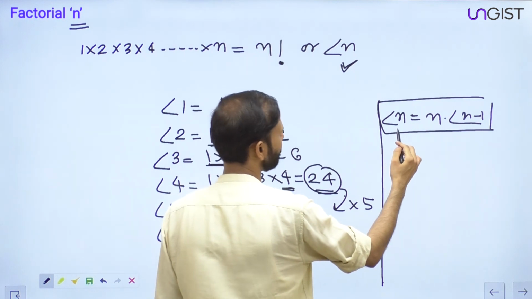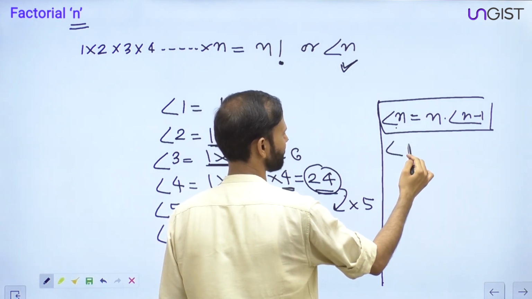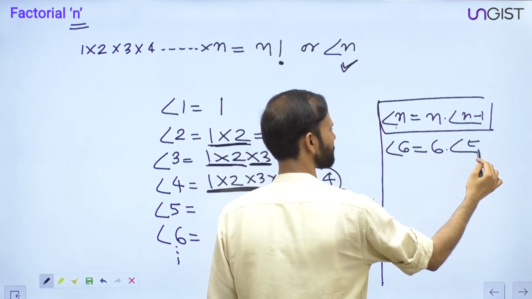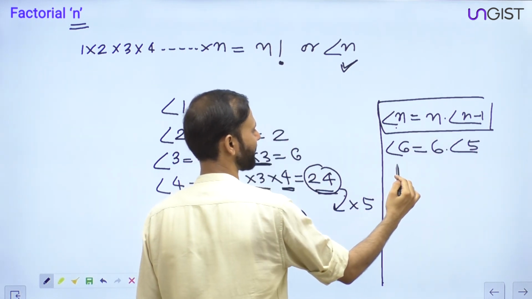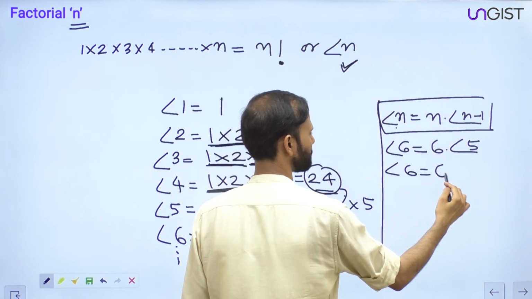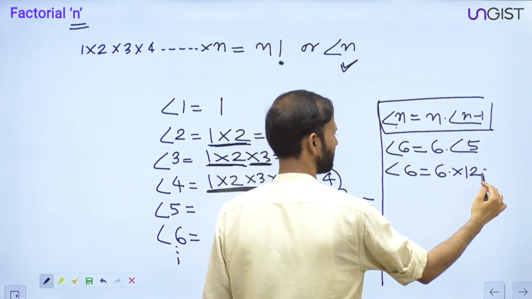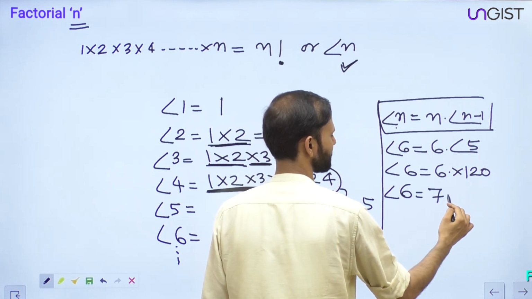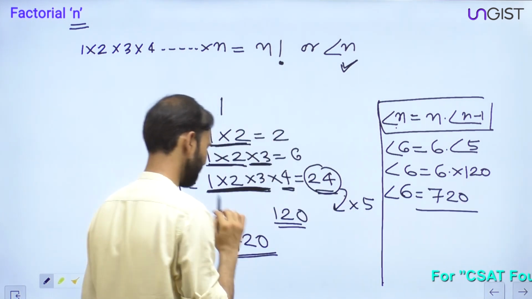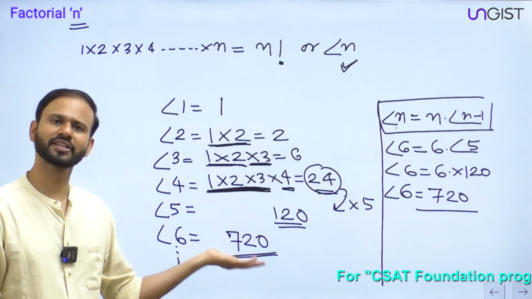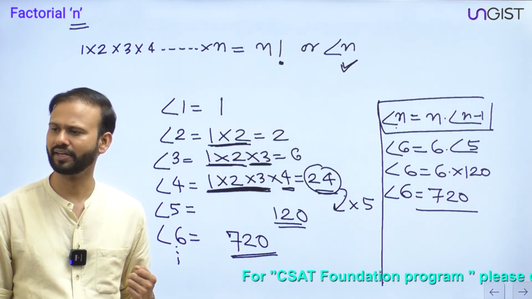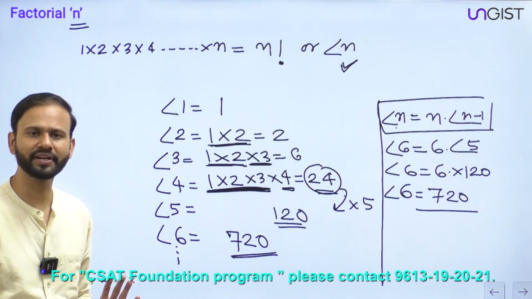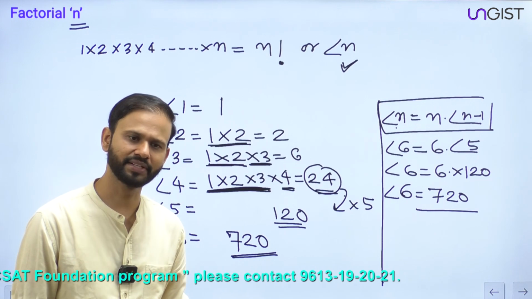Why? Because if I put the value of n as 6, this is factorial 6 equal to 6 into (6 minus 1), which is 5 factorial. So factorial 6 is 6 into 120, which is 720. Guys, it is okay, right? Here we have done the same thing as before. Yes or no?